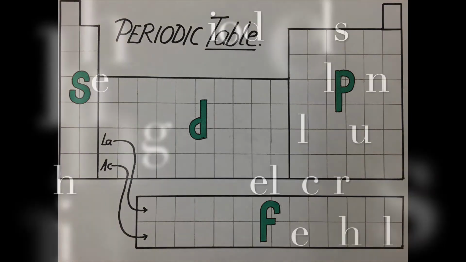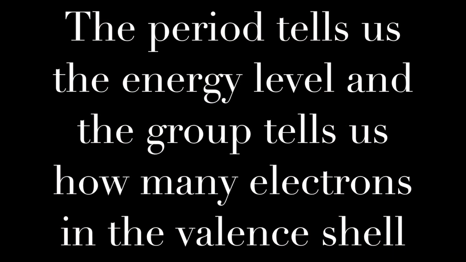Electron configuration can be worked out by using the periodic table. The position of the element tells us its electron configuration. For example, sodium can be found in group 1 of period 3. The period tells us its energy level, and the group tells us how many valence electrons are in its outermost shell, and also what type of orbitals are in its outermost shell. So the electron configuration of sodium is 1s2, 2s2, 2p6, 3s1.